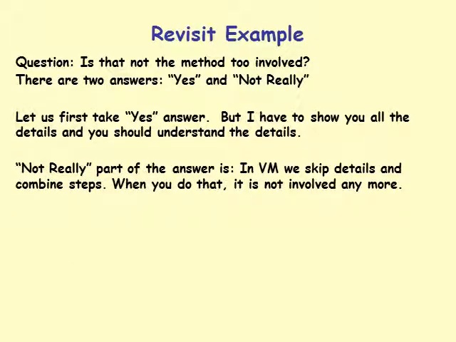Okay, let's do the not really part. The not really part of the answer is that in Vedic Mathematics we skip details and combine steps. When you do that, it's not involved anymore. Let's see what I mean by that. So you get 1203 and divide by 9, and the deficiency is 1. We'll take this example again: 1203 divided by 9 and deficiency is 1. Let's see what we have to do here.